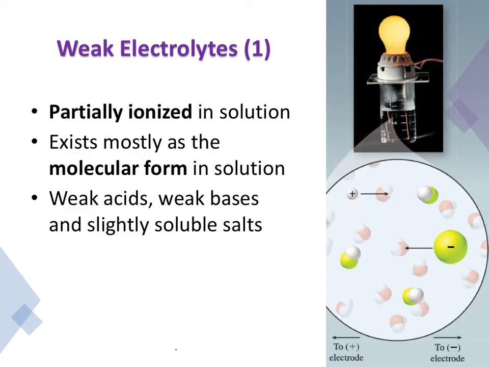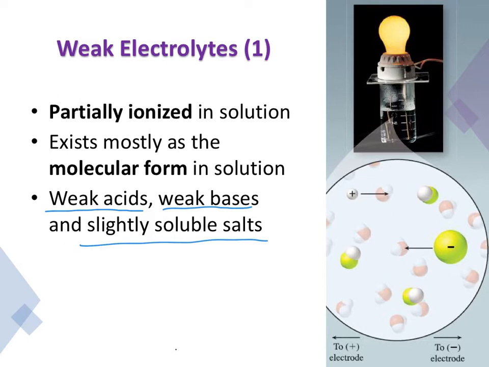Weak electrolytes are only partially dissociated in water. Thus, these compounds mostly stay in their molecular form when dissolved in water. Weak electrolytes include weak acids, which are any acids that are not on the strong acid list, weak bases, which are any bases that are not on the strong base list, and slightly soluble salts, which are those ionic compounds not designated as soluble salts according to the solubility rules to be presented later.